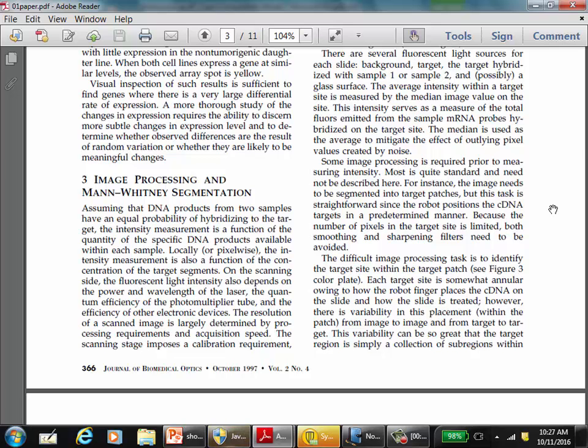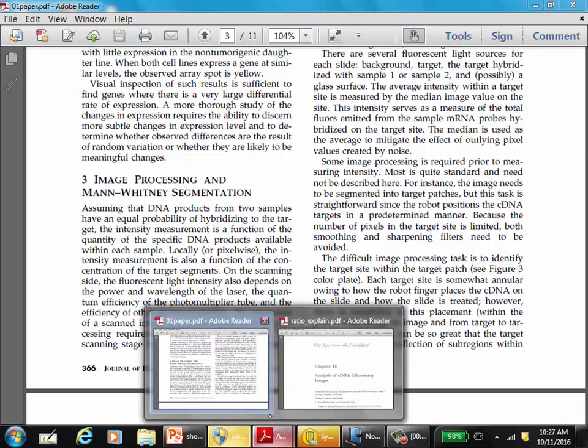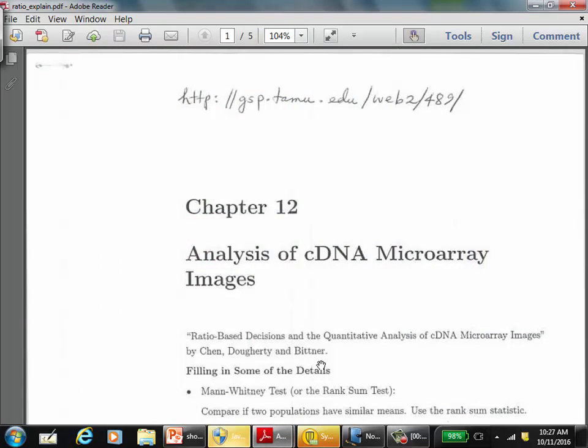So let me go to my other file, the explanation file. So this is the explanation file. I'm going to try to fill in the gaps as you're reading through that paper. Before that, any questions so far?